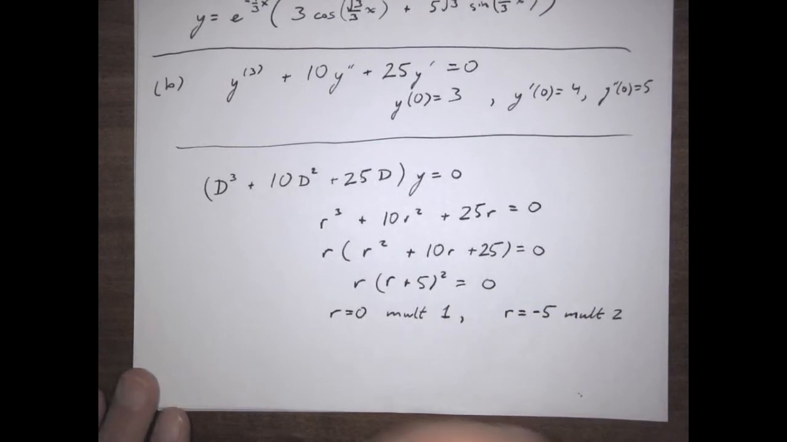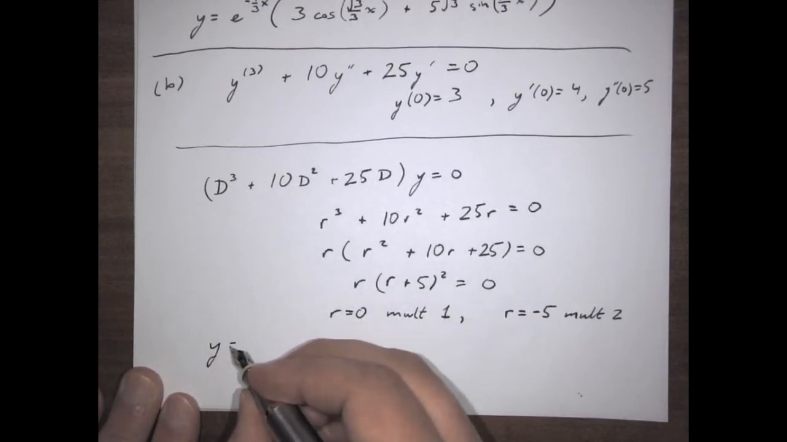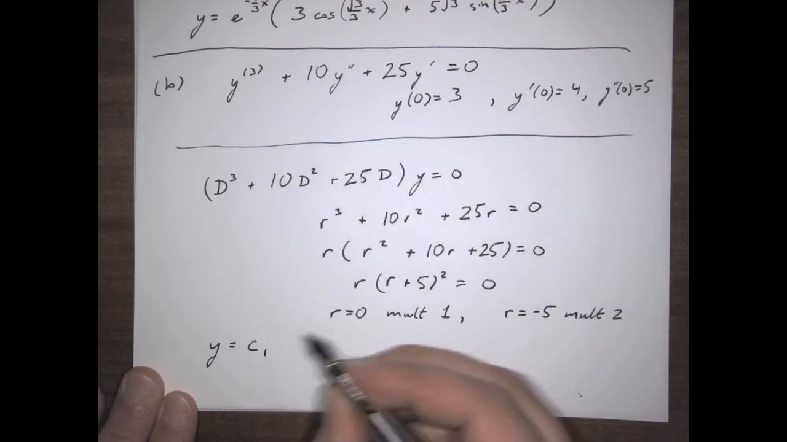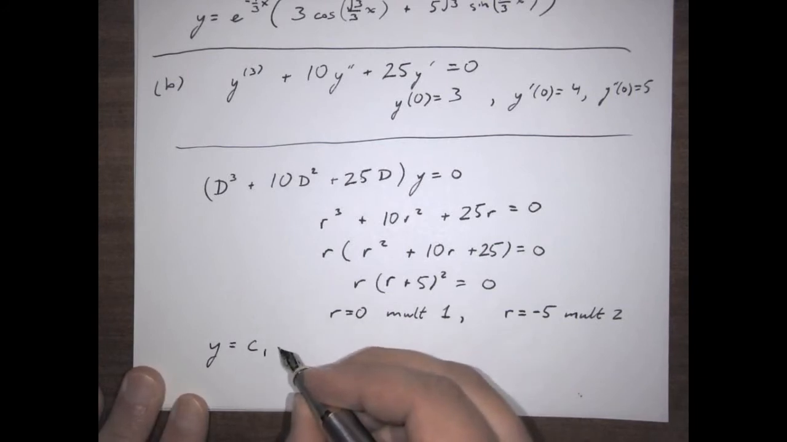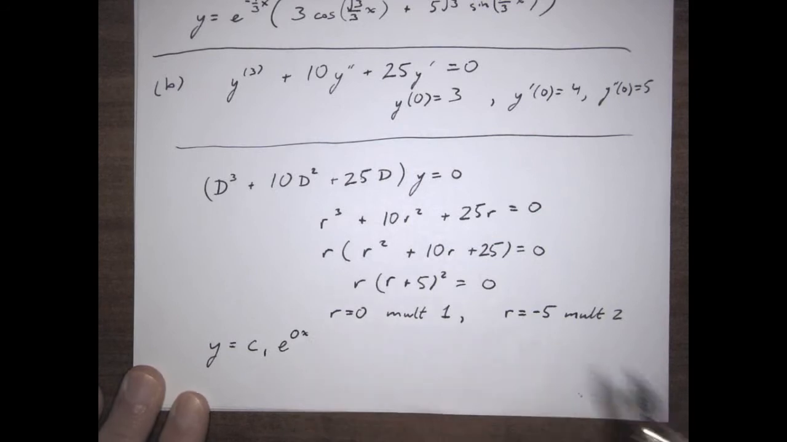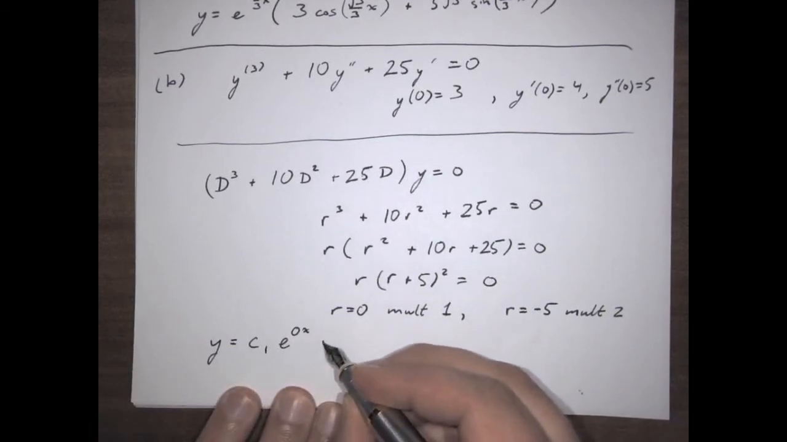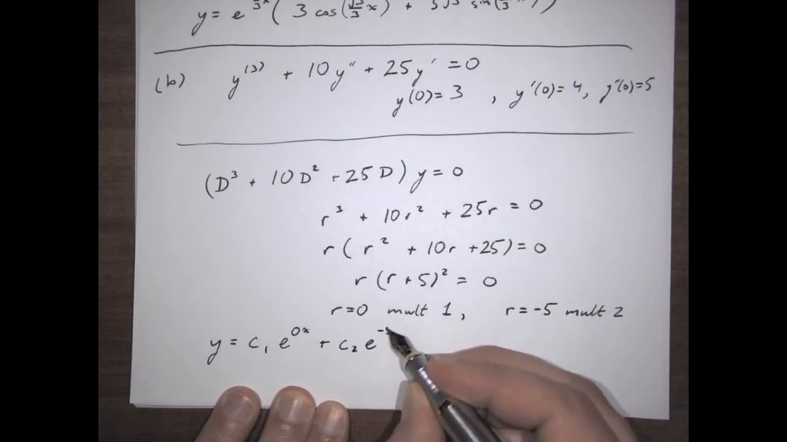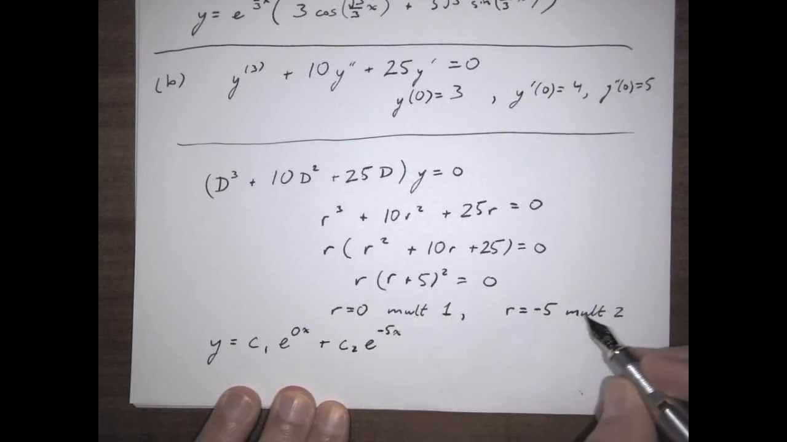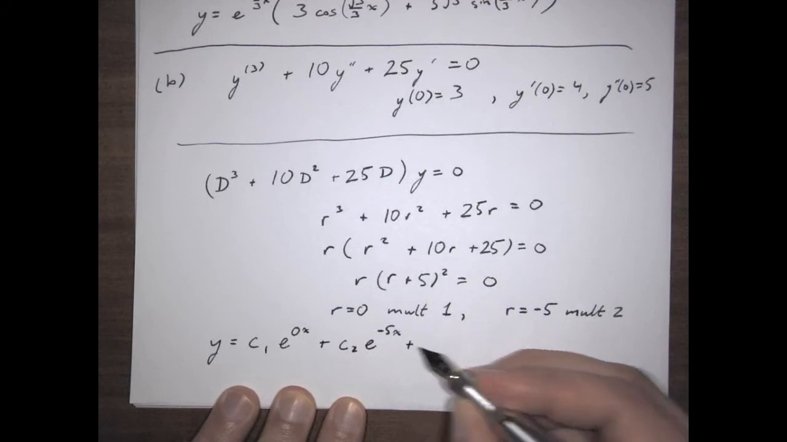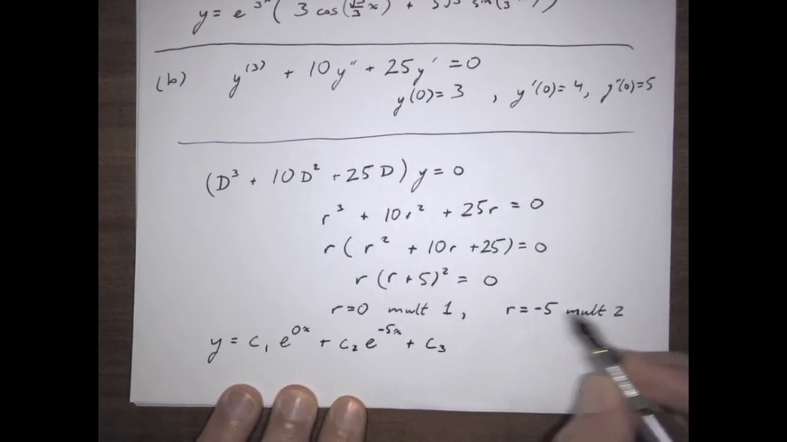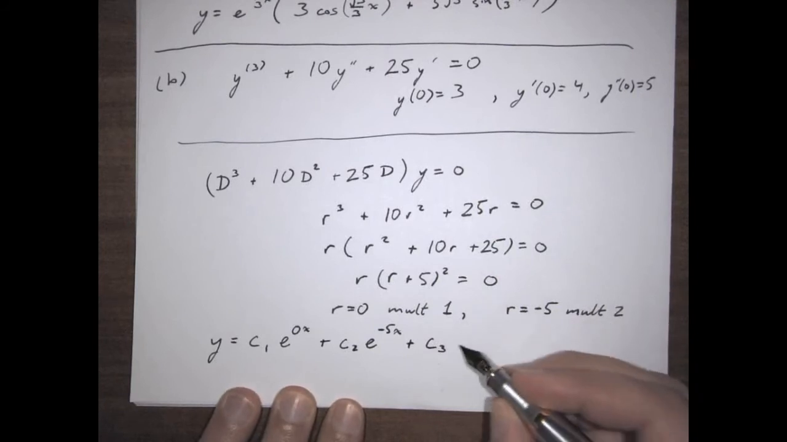So this is now going to give us, as the general form here, y equals c1, and then it's going to be e to the 0x. Then we're going to have c2 e to the negative 5x. However, because this is multiplicity 2, we need a repeated version of this, and it needs to be distinguished from the previous one, so we do that by putting in an x.